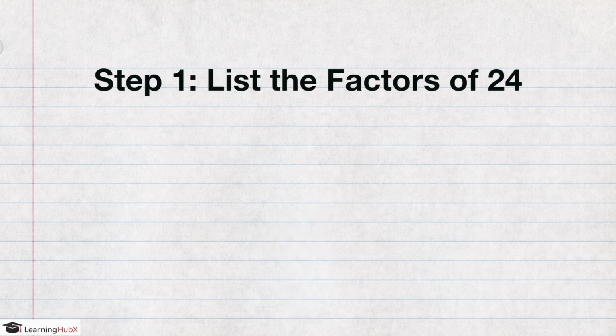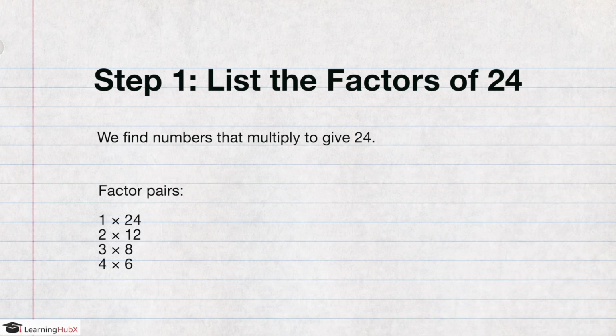Step 1. List the factors of 24. We find numbers that multiply to give 24. The factor pairs are 1 times 24, 2 times 12, 3 times 8, 4 times 6. So the factors of 24 are 1, 2, 3, 4, 6, 8, 12, 24.